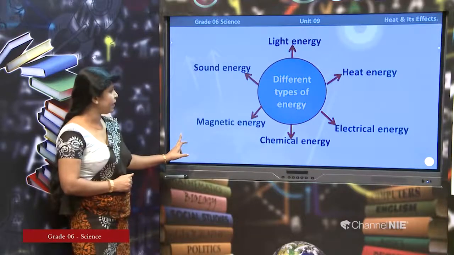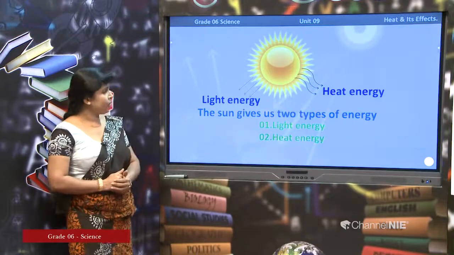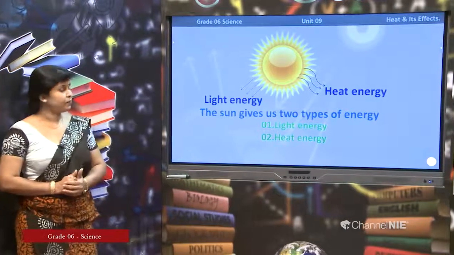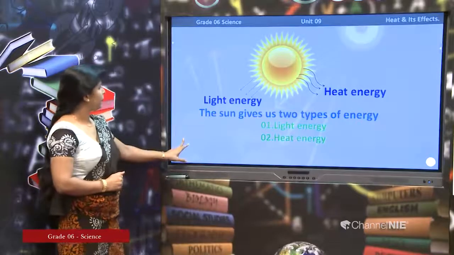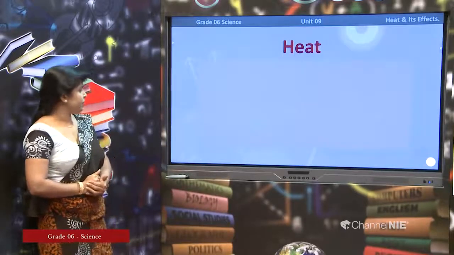Heat is a type of energy. Look at the diagram given on the screen. You can clearly observe that there are two types of energy provided by the sun, light energy and heat energy. The sun gives us two types of energy. Number 1, light energy. Number 2, heat energy.